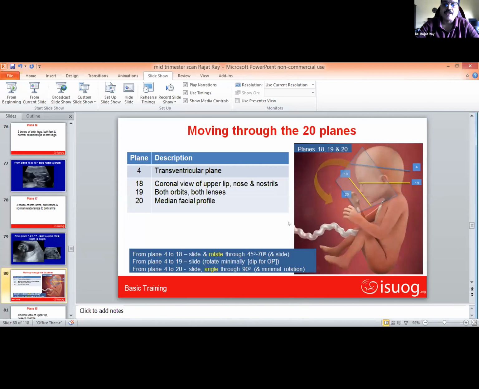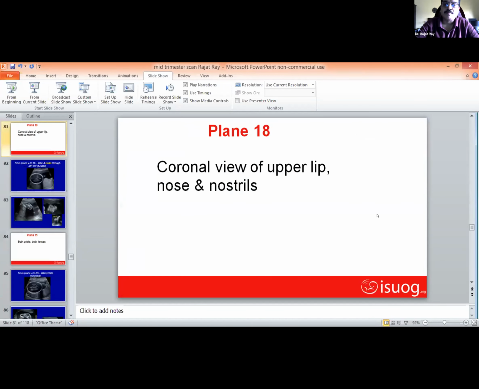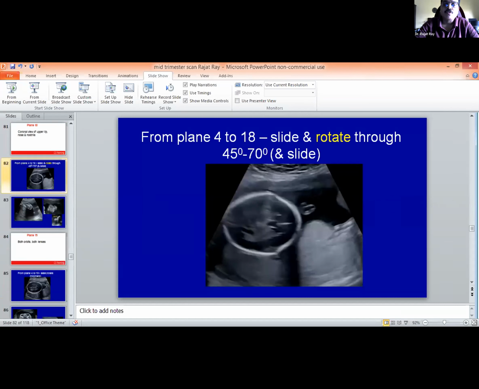Then we are coming to the face. That is the last sections, 18, 19, and 20. Plane 18, the coronal view of the upper lip, nose, and nostrils. So from plane 4 to 18, slide, rotate through the 45 degree to 70 degree and slide. Plane 4 is the transventricular plane. So from there, you slide and rotate through 45 degree to 70 degree and slide.